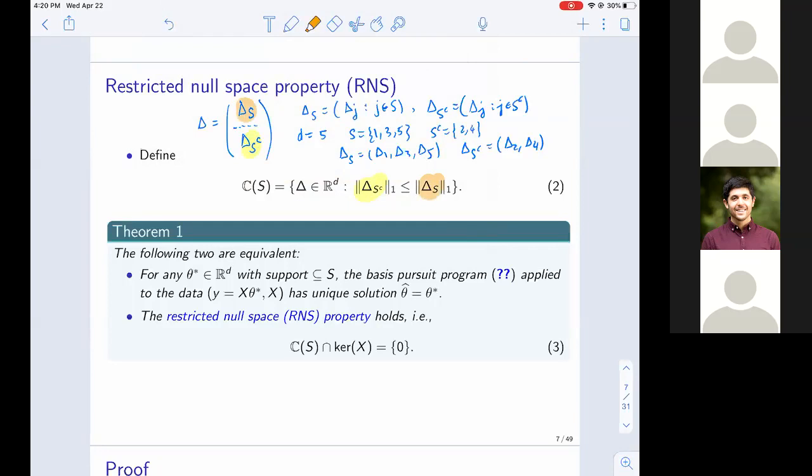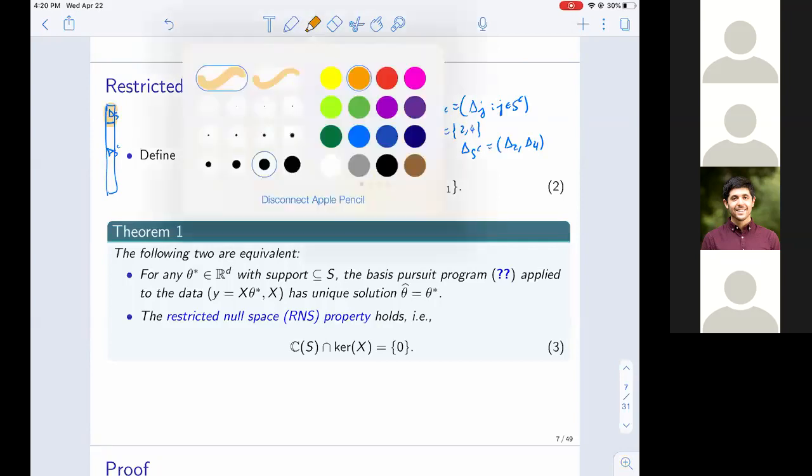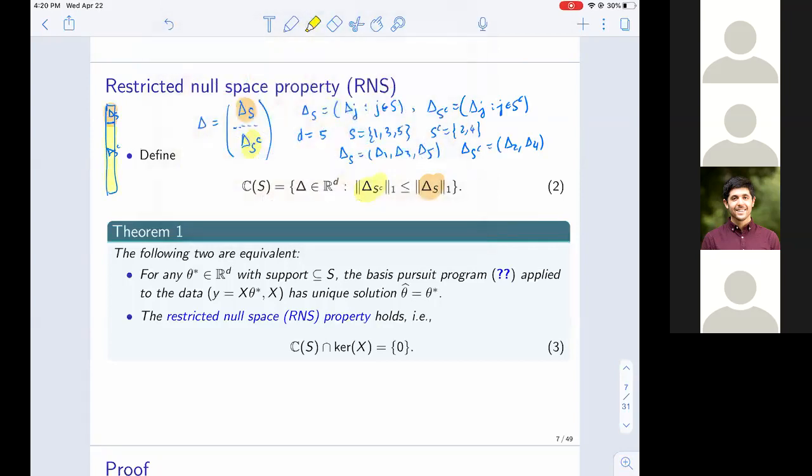The general idea is that S, the candidate support, is going to be small. So the picture is more like this: this is delta sub S and this is delta sub S complement. This one is much smaller and the other one is much bigger. I want the L1 norm of the big part to be less than or equal to the L1 norm of the small part, which is quite a strong condition.